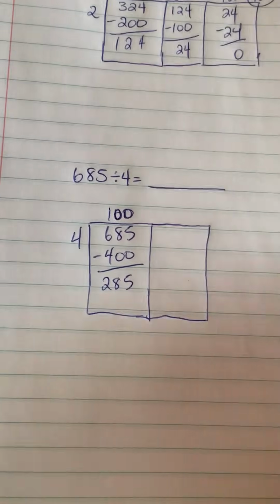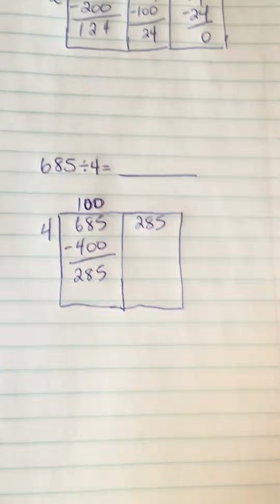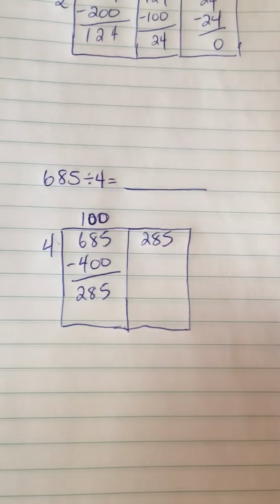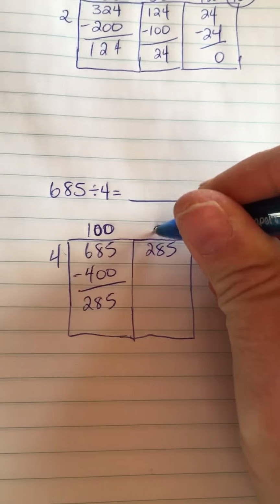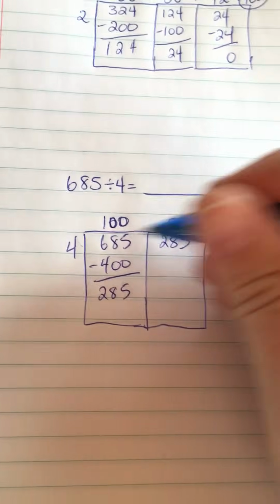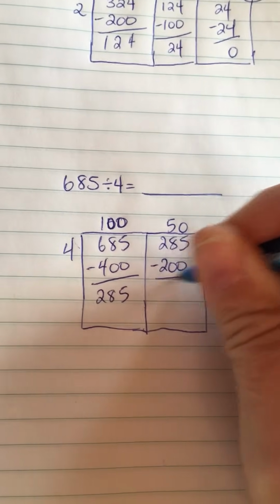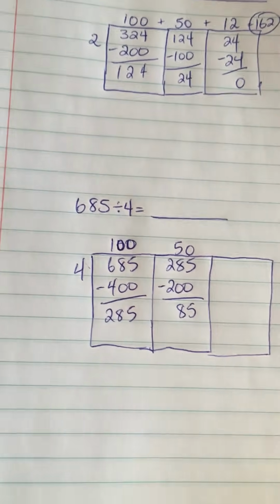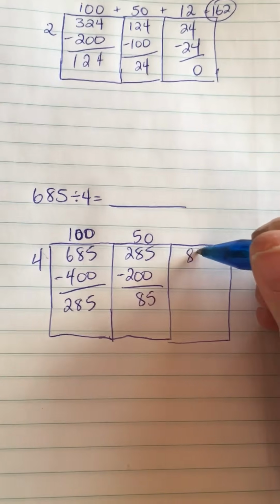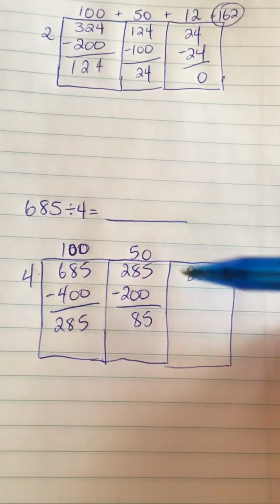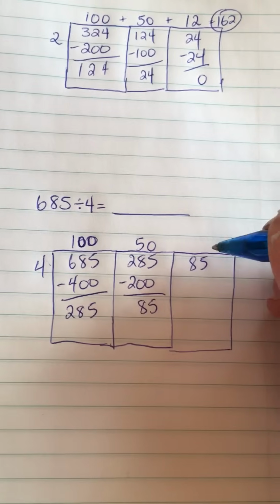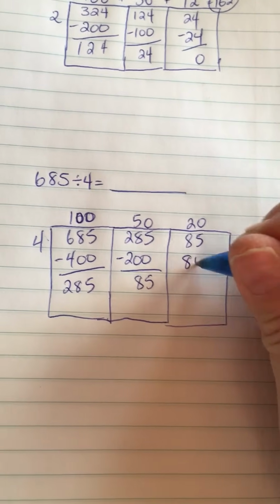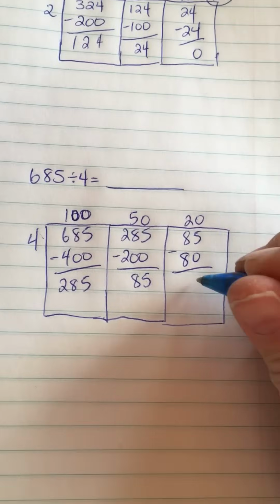Let's add on to our box. Now our 285 comes over here. Now we need to take away another multiple of 4. So I think we could take away 50 groups of 4. 50 groups of 4 gives us 200, which leaves us now with 85. Okay, getting closer to 0. So now let's put our 85 up here. Another multiple of 4 now from 85. How about we try 20 groups of 4? So 20 groups of 4 gives us 80. And now we're left with 5.